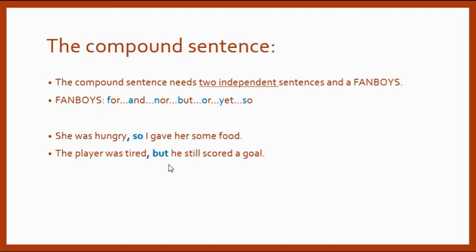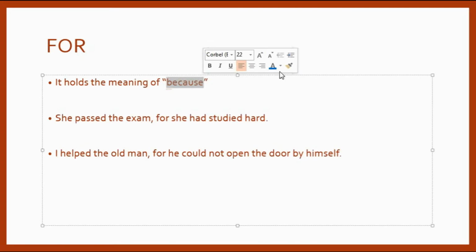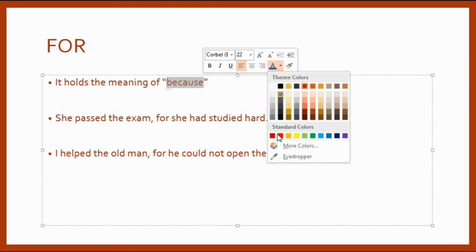But the structure is important. Two independent clauses and a comma between them, and a fanboys. Okay, a fanboys is just one of these guys. Okay, so let's go on and start with for. Okay, what does for mean? If it's a fanboys, it means because. The meaning of it just means because.